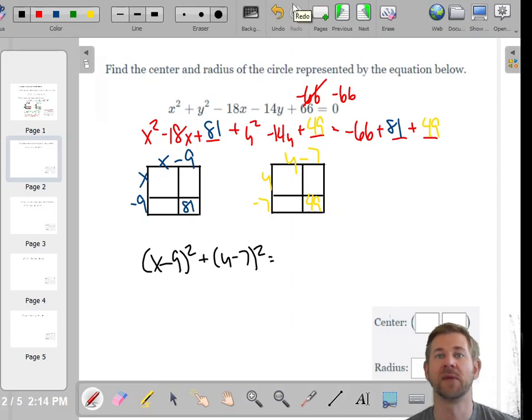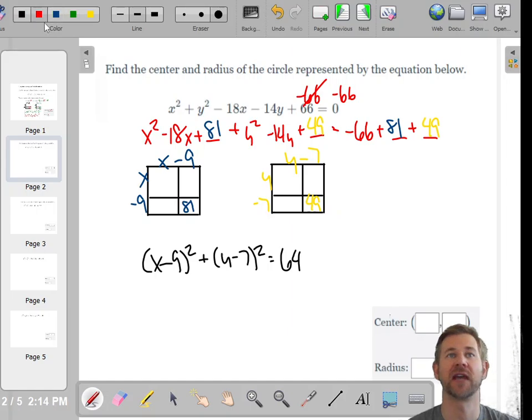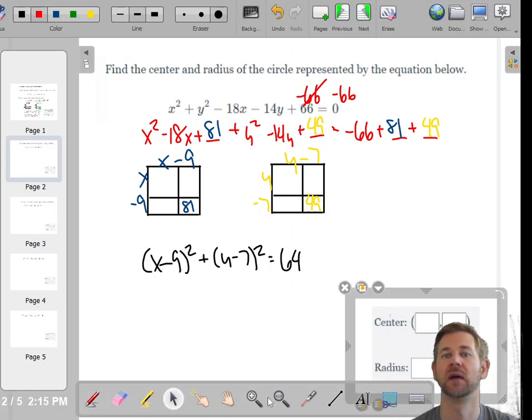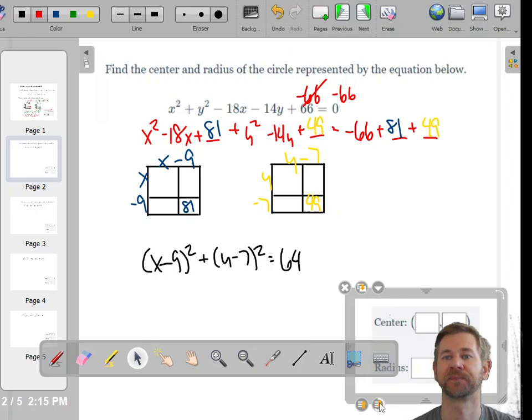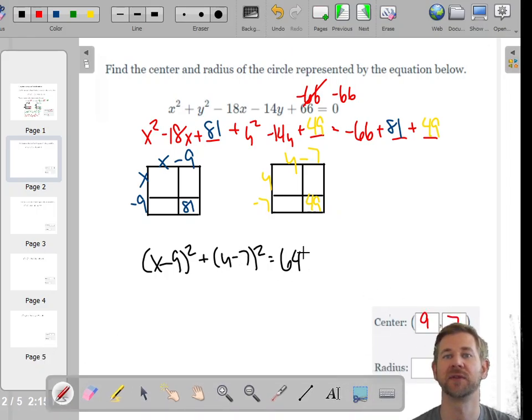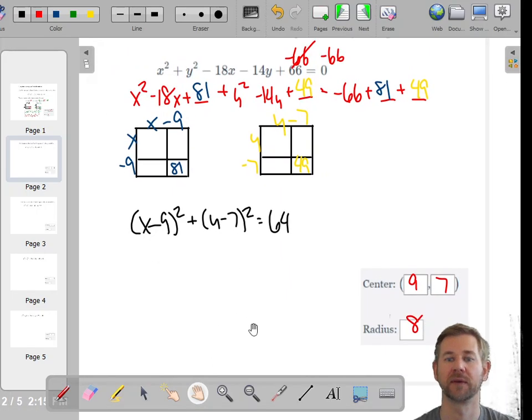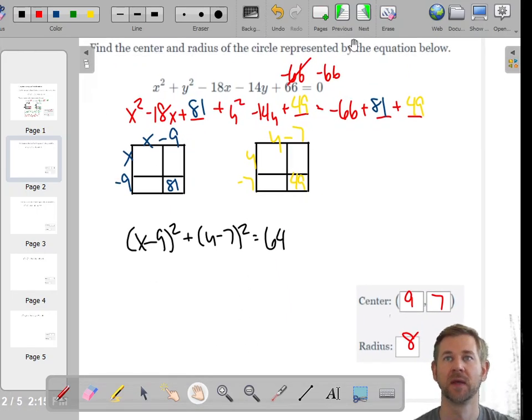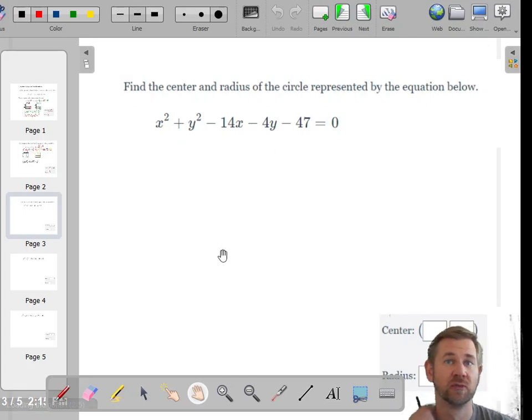And hopefully then you remember it's x minus h, so that means for the x coordinate they plugged in positive 9. Oh, that didn't work. It's going to happen on every slide now. Positive 9, and then the y coordinate is 7, and the radius, the square root of 64, is 8. Oh, there you go. Now you can see it. Okay. Let's try a few more.